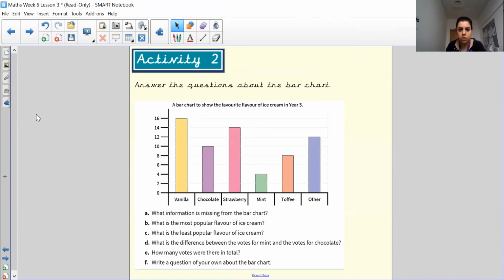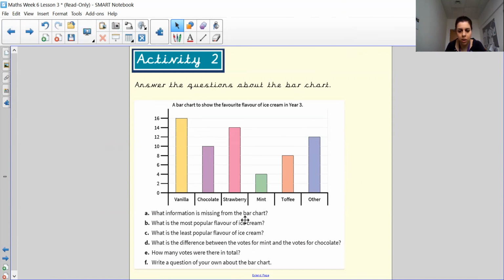Activity 2, answer the questions about the bar chart. So you've got a bar chart here about the favourite flavour of ice cream in year 3. Vanilla, chocolate, strawberry, mint, toffee or other. And the numbers going up in 2s again at the side. What information is missing from the bar chart? So is there something that I've said you need to include on your bar chart that's missing on here?